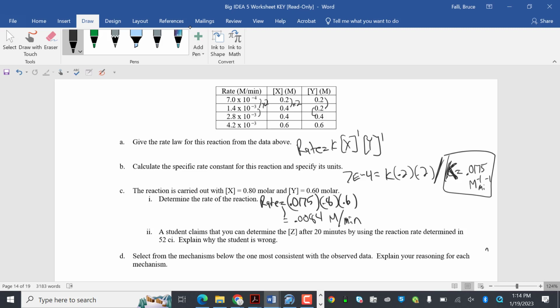So here's my thought process. I think you might be able to do this. I know X is first order, and these are first order, so I could do ln xt minus ln x naught equals negative kt. So I have time, I have k. All I need, I want to find out this. This is what I'm solving for. Explain why the student is wrong: we don't know initial concentrations.